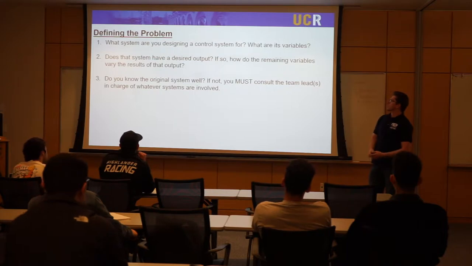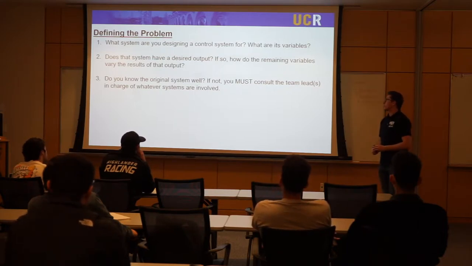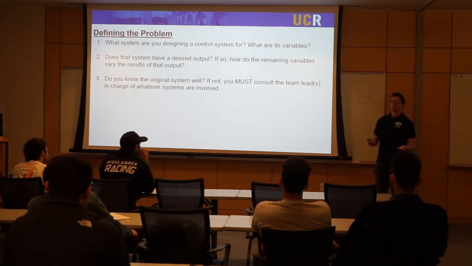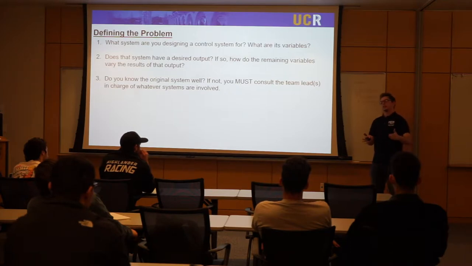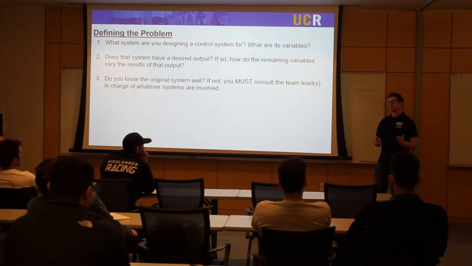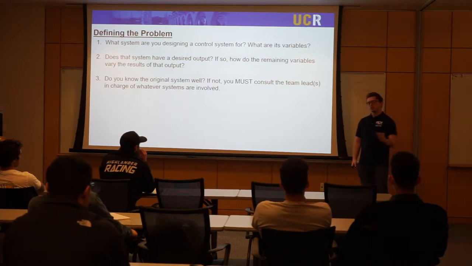Number two, does that system have a desired output? If so, how do the remaining variables vary the result of that output? For example, with torque vectoring, your desired output is exactly the steering angle. You want to get to that point, where anytime you have a lot of weight on one tire, you want that one to carry more weight than the other ones. You want essentially everything to move in conjunction with one another. You want to reach that ideal turning radius by counteracting some of that off-putting center of mass weight in your torque. Those are just some examples of a desired output. Your angle, that specific angle, is a desired output for torque vectoring.